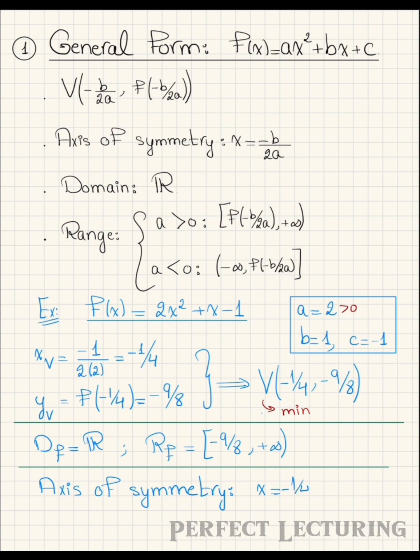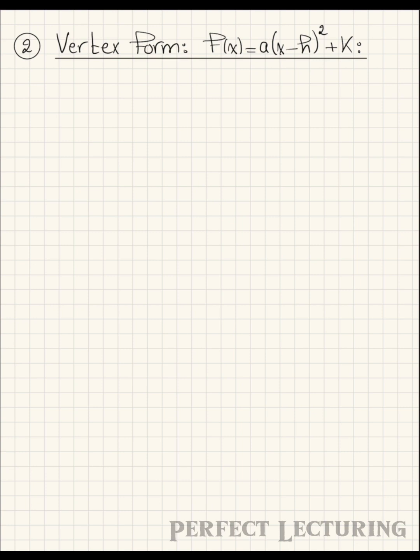Let us now move on to the vertex form of a quadratic function, and it's f of x equals a times (x minus h) squared plus k. And a is the same a as in the general form. This means, again, if a is positive, then the parabola is open up, and if a is negative, then the parabola is open down.